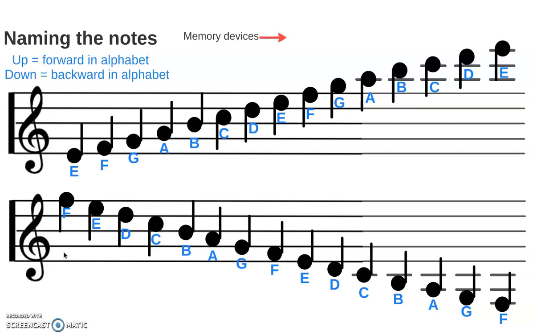Here are some memory devices and a word of caution about memory devices. The lines of the treble clef, the normal 5 lines, there is a saying. I'm going with the old school one. There's a bunch of other ones you can come up with that also will work. Every good boy deserves fudge. This being every E, good G, boy deserves fudge.